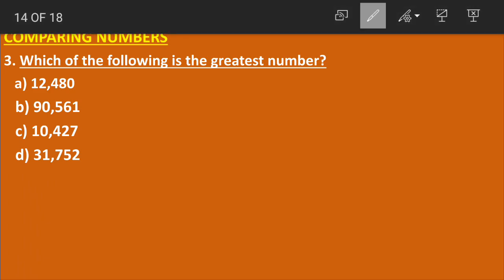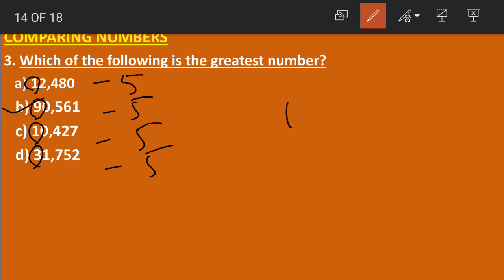Yes, the correct answer is option B 90,561. How is it the correct answer? If you look at the options, all the options have 5-digit numbers. When all the given numbers have the same number of digits, what do we do? We compare the digit in the extreme left, that is in the highest place values.